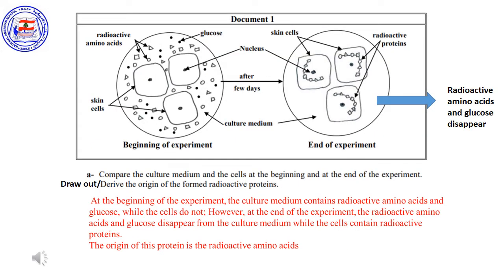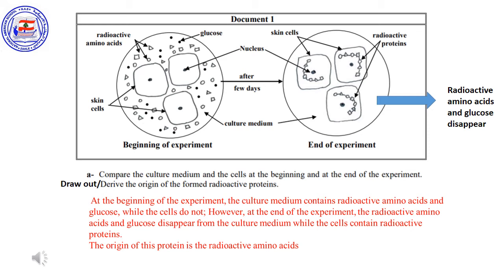We all know that radioactive proteins are formed of radioactive amino acids. Part A. Compare the culture medium and the cells at the beginning and at the end of the experiment. So we must compare the constituents of the cells and the surrounding medium. At the beginning of the experiment, we can see that the culture medium contains radioactive amino acids and glucose, while the cells do not. What happens after a few days? We can see that radioactive amino acids and glucose disappear from the medium. However, radioactive proteins are formed inside the cells.